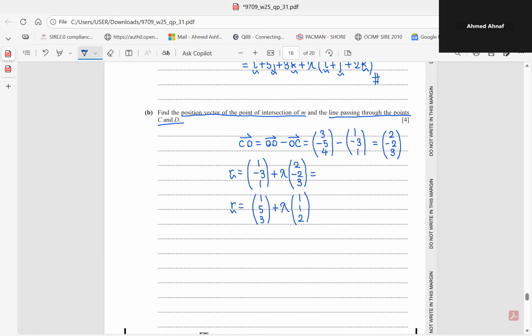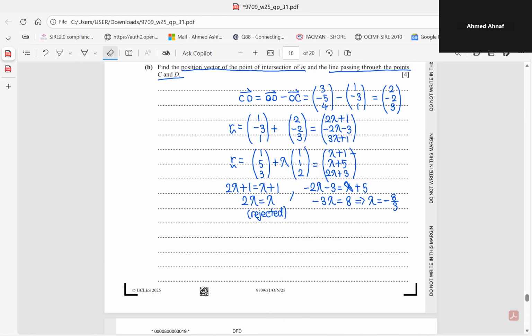And let's fully expand them out. So for this, multiply lambda to each component. So you get 2 lambda, minus 2 lambda, and 3 lambda, and add it up. So you get 2 lambda plus 1, and minus 2 lambda minus 3, and 3 lambda plus 1. And then for this one, you get lambda, lambda, 2 lambda. And you get lambda plus 1, lambda plus 5, and 2 lambda plus 3.